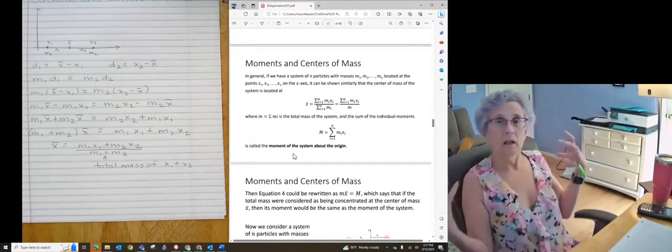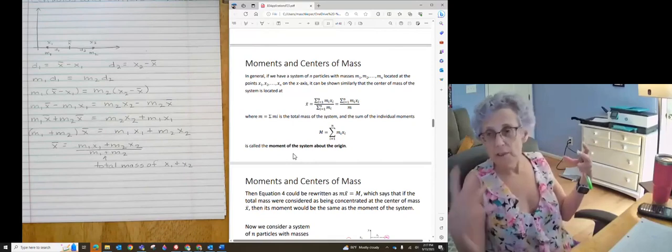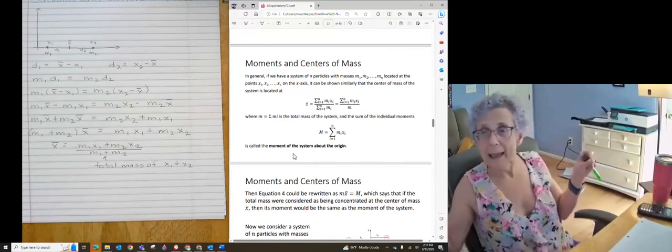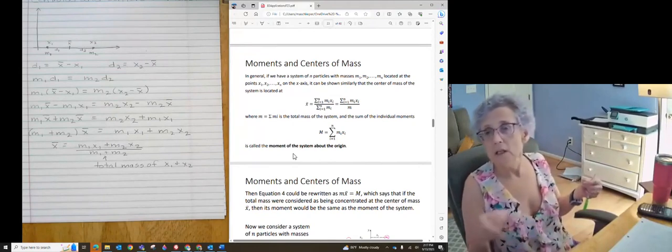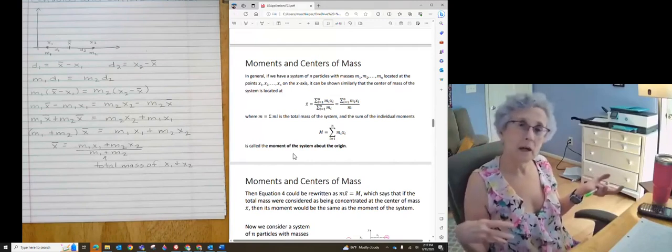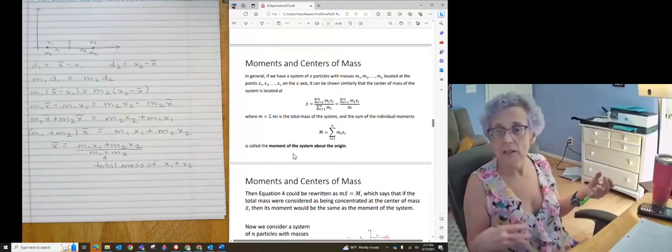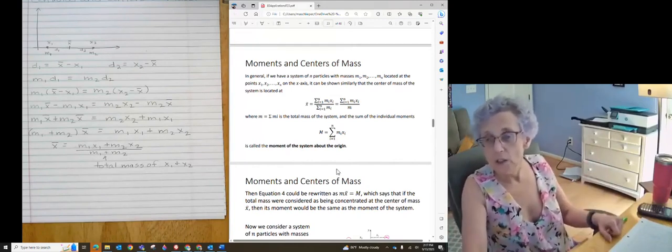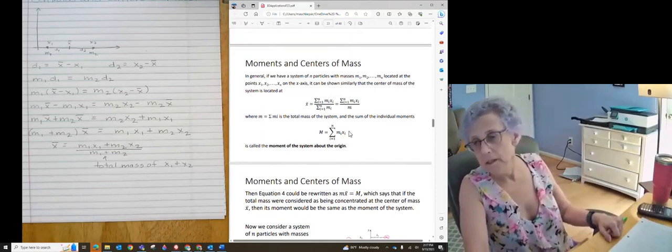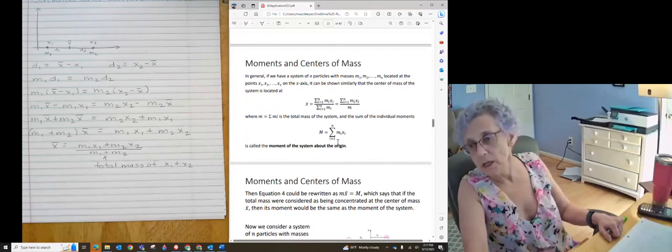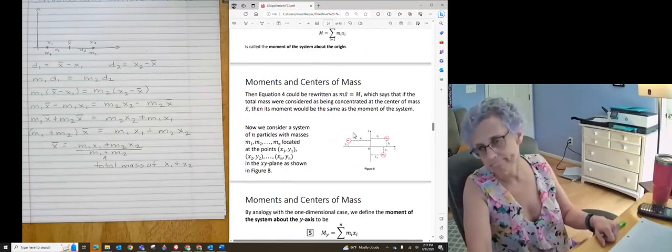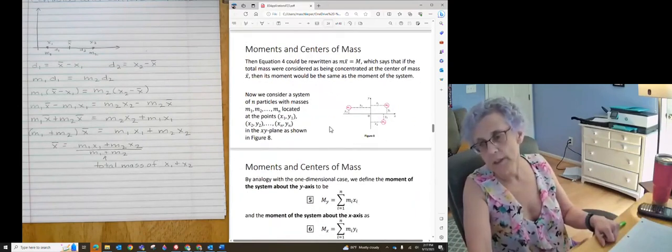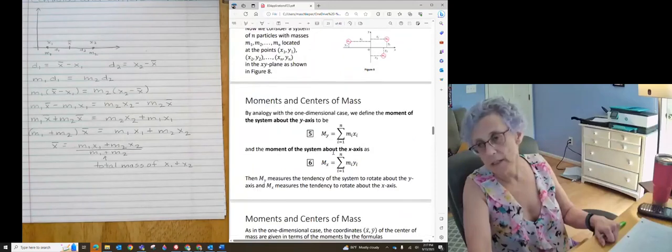If we have a lot of objects all around, we can add them up and divide by the total mass. So we add up all the moments, divide by the total mass. That gives us the center of the system. Starting with just the sum of the moments gives you the moment of the system. So, moments, centers of mass.